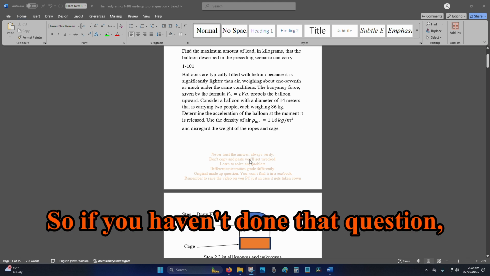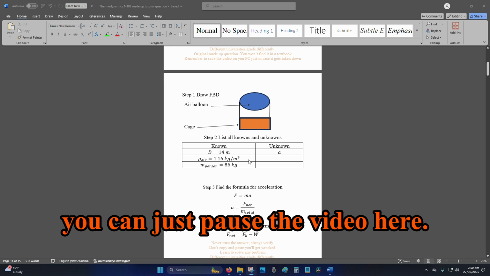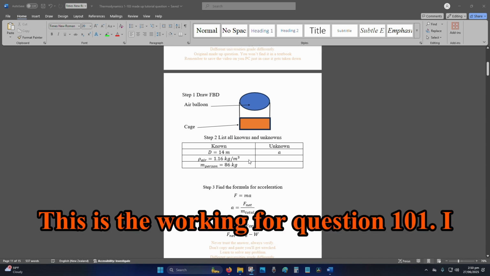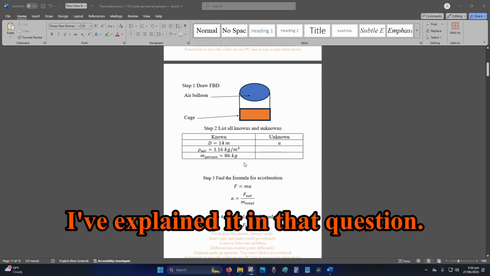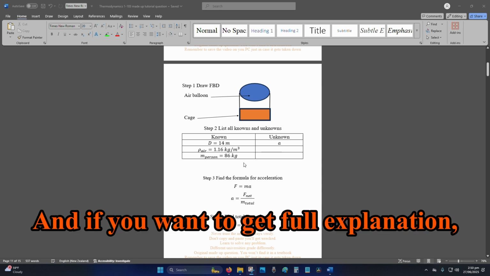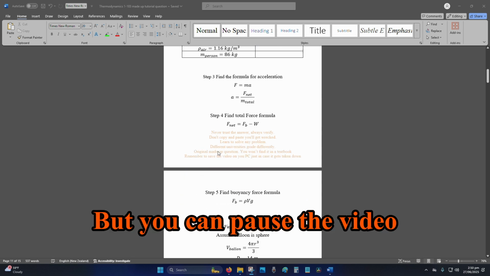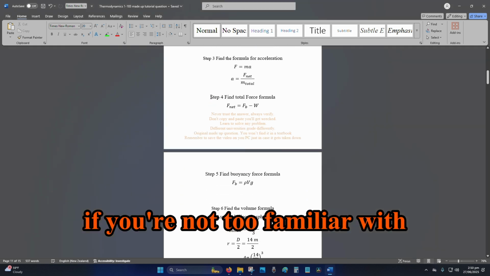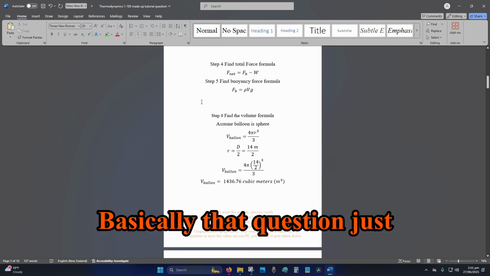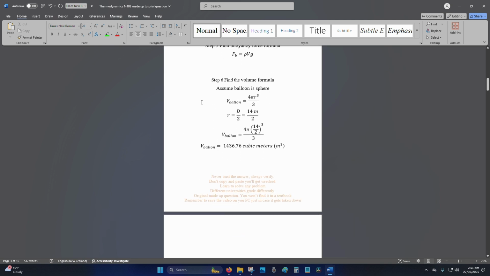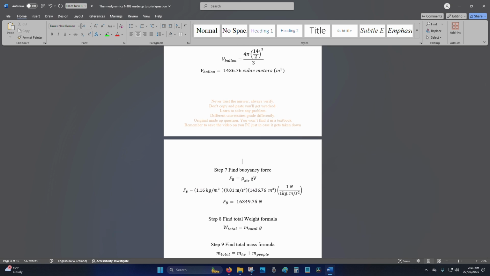Okay, so if you haven't done that question, you can just pause the video here. This is the working for question 101. I won't be explaining any of it because I've explained it in that question. And if you want to get full explanation, you should watch that video. But you can pause the video if you're not too familiar with that question. But basically that question just wants to find the acceleration. So here's all the working.